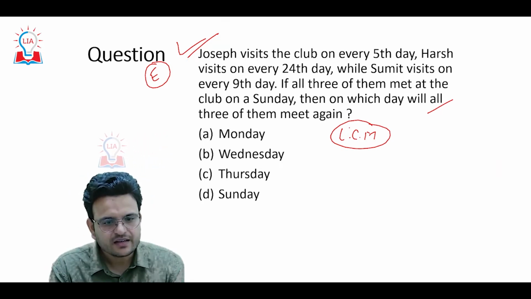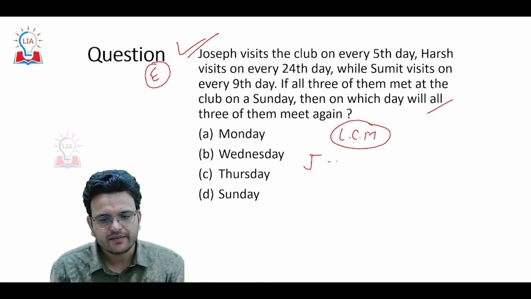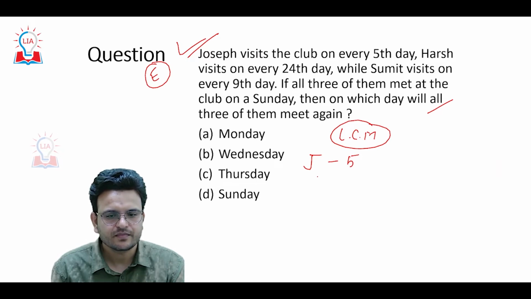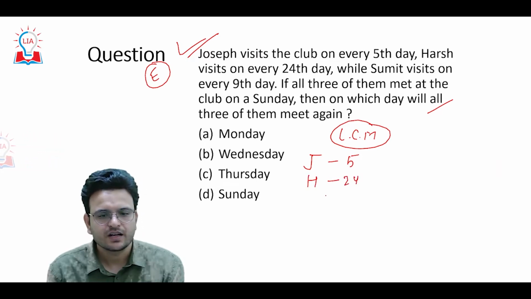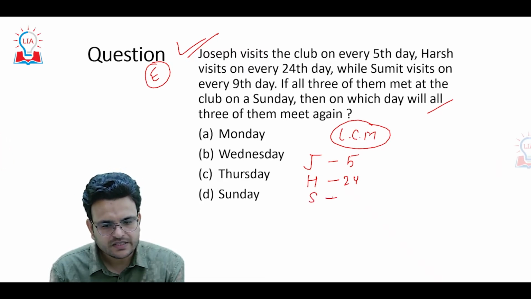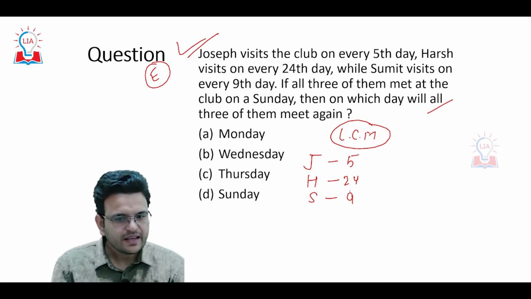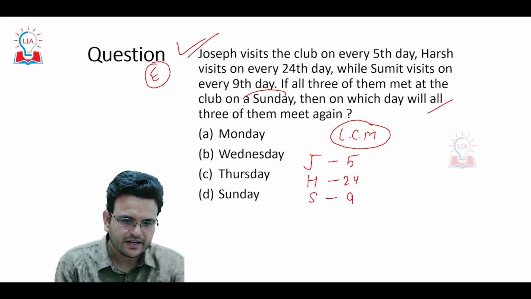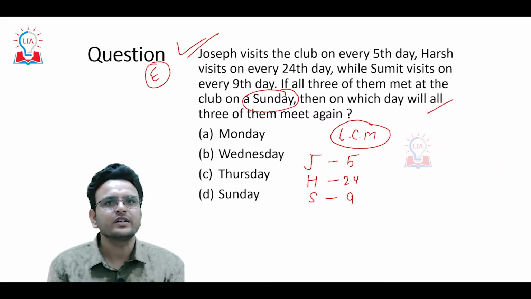easy. Here, consider Joseph visits the club every 5th day. Hers visits the club every 24th day. Sumit visits the club every 9th day. Okay, they met first on Sunday. Then again, on which day are they going to meet?